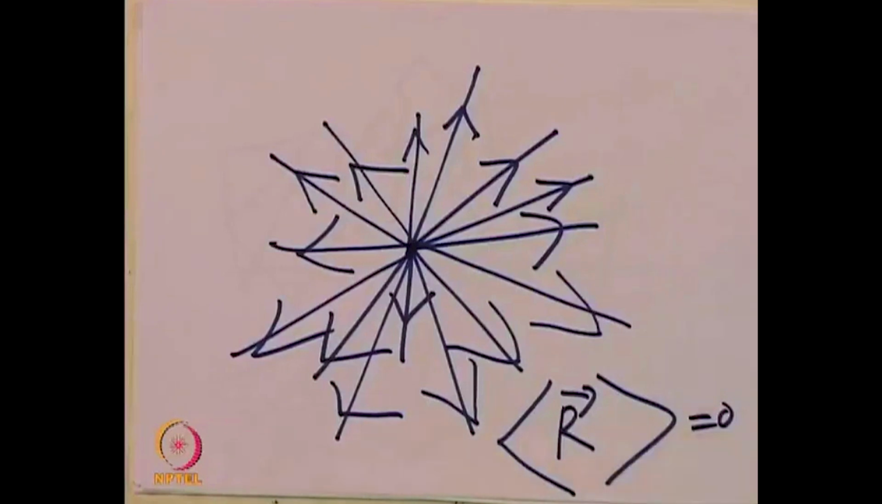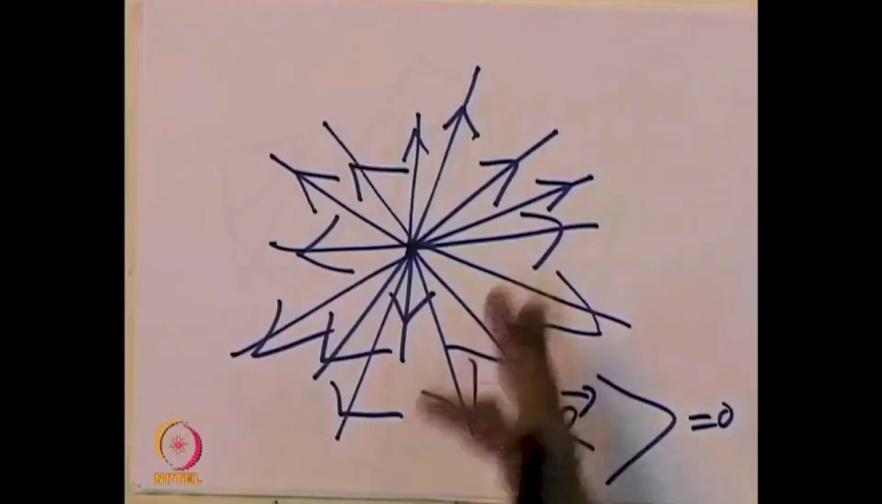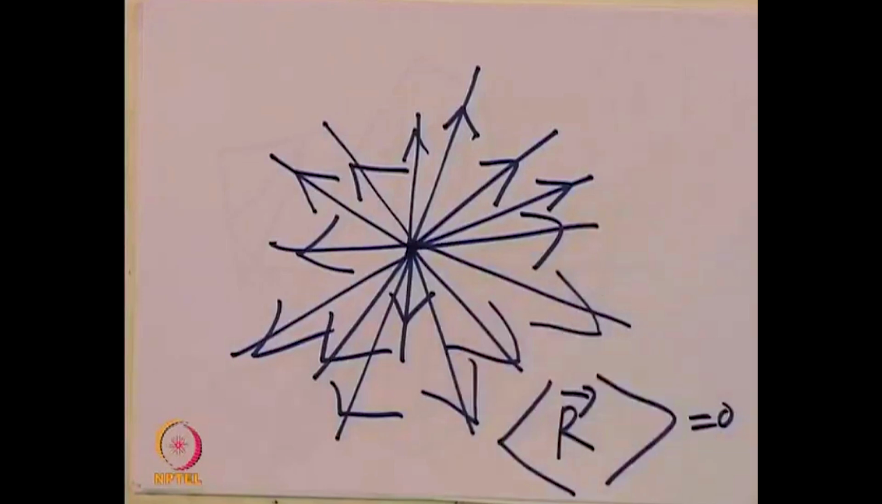If you do not trust this, you can go to a computer, try generating random configurations like this, calculate the end to end vector, calculate the average, and see that they are indeed 0. If you go to large enough n, they will always be 0. Okay. So, the average end to end distance is 0. That is what is defined here.